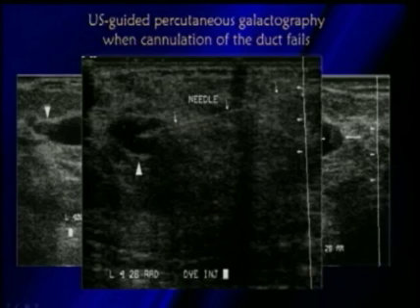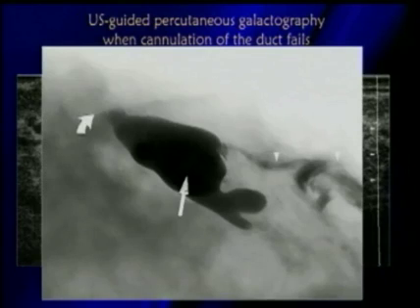And here's just the example. You can see the needle coming in directly into the duct, so ultrasound guidance can be very helpful. If you're even going to surgery and need to inject a blue dye, you can do that with ultrasound guidance using the needle.